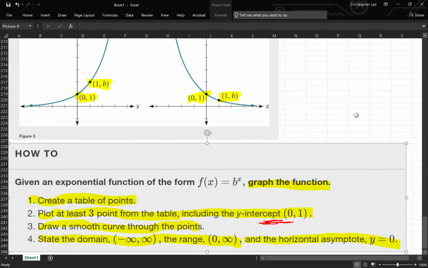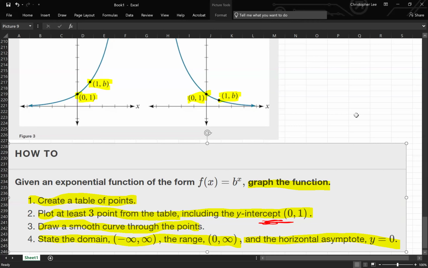Step 2, plot at least 3 of the points on the table, including the y-intercept. I need the y-intercept. I'll accept it with one more point, but if you can, just give me as many as you can, please. All right. Step 3, draw a smooth curve. The more points you give, the easier it is to draw the curve because you're just connecting the dots.